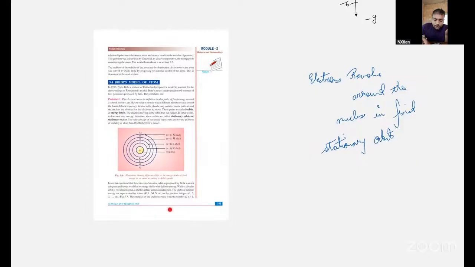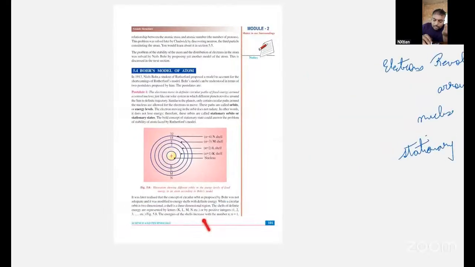Okay. So the first postulate he gave is that electrons move in a definite circular path of fixed energy around the nucleus, the center of the atom. So like planets revolve around the sun in their own circular orbits, in the same way, the electrons also revolve around the nucleus in their own circular orbits. Everyone got this? Say yes or no. Yes, Agatha. Any doubt?